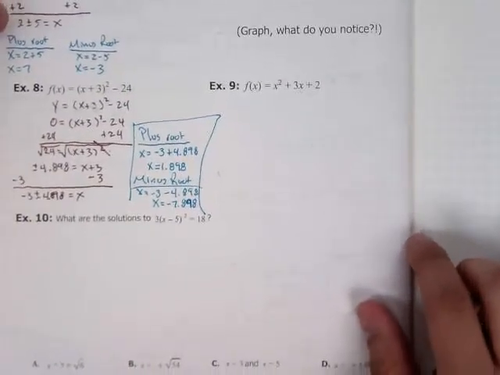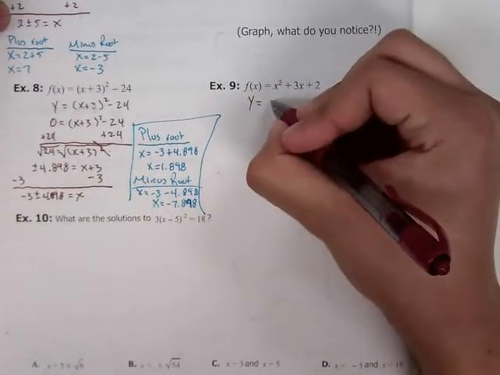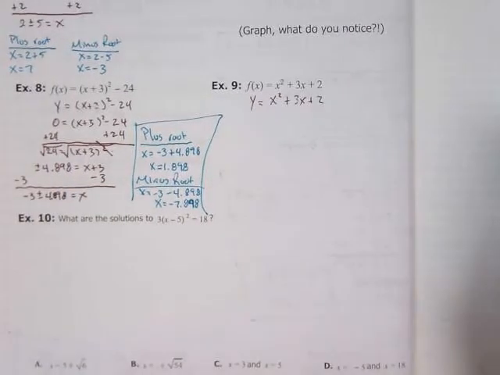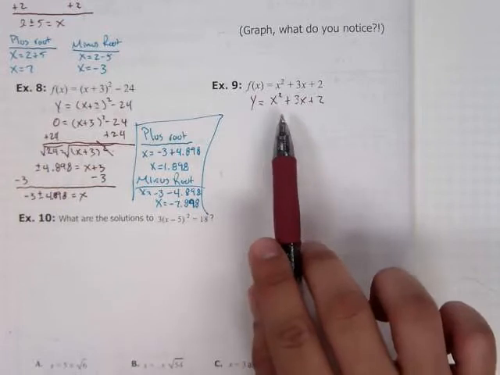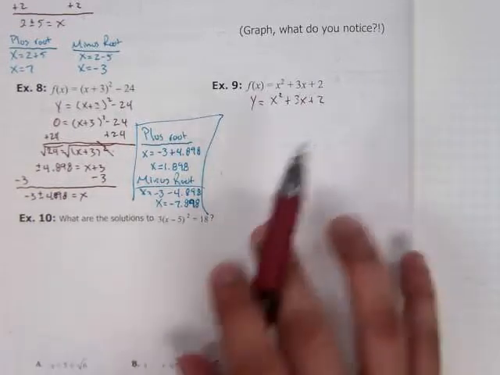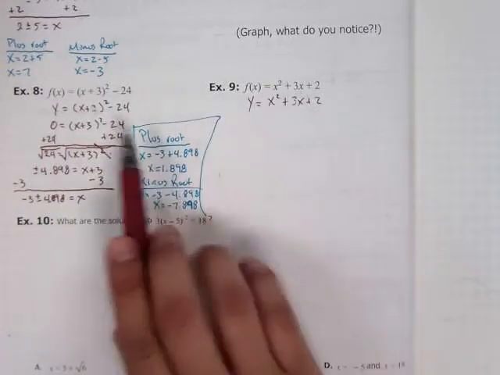Alright, almost done. Y is equal to x squared plus 3x plus 2. Ooh, this one's very different from the other ones that we've done. So this is our standard quadratic equation, which looks a lot like ax squared plus bx plus c. Now, how is this different from the other ones that we've actually solved? Here we have two x's. We have an x squared and an x.